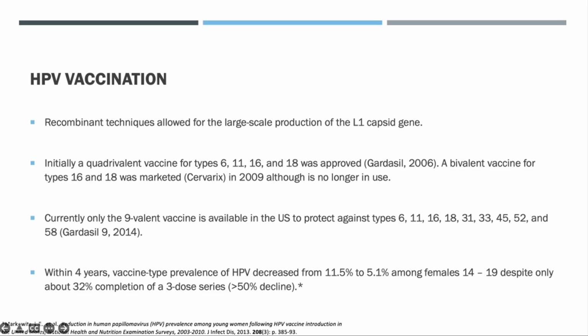Within 4 years, there was one study in particular that showed that the vaccine-type prevalence of HPV decreased by greater than 50% among teenage females, despite only about a third in the study completing the full 3-dose series. A lot of that decline is attributed to the widespread development of immunity that protects even those who aren't vaccinated from being exposed as well.